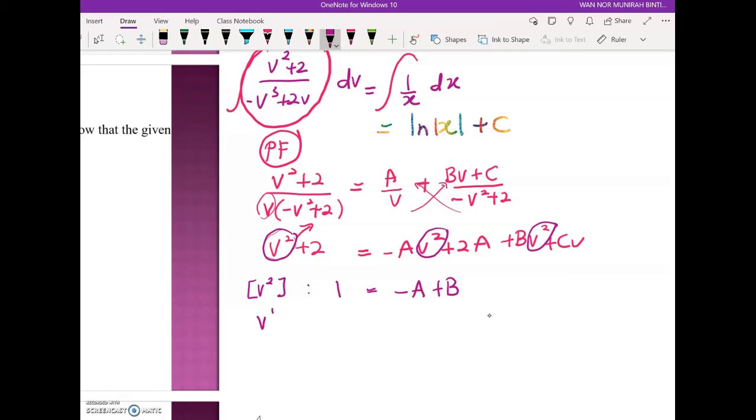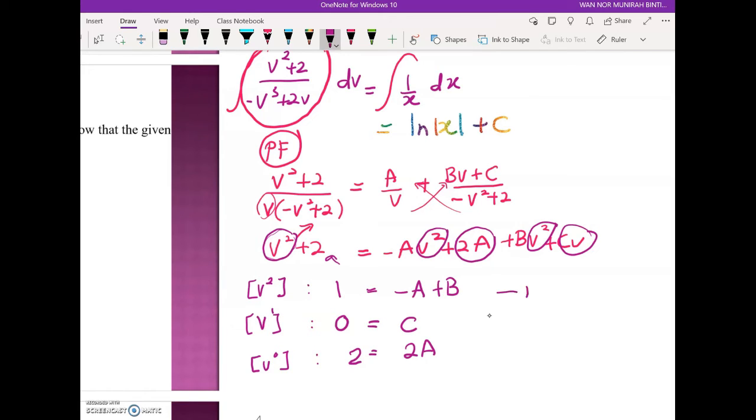For my v to the power of 1, let's take a look what we have here. I just have c, but on my left I don't have any v here, so 0 equals c. And then I just have a constant here, for v to the power of 0, or constant. My left hand side I have 2, but my right hand side I have 2a.